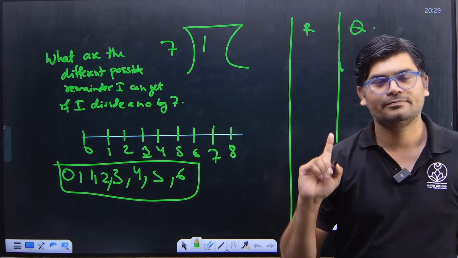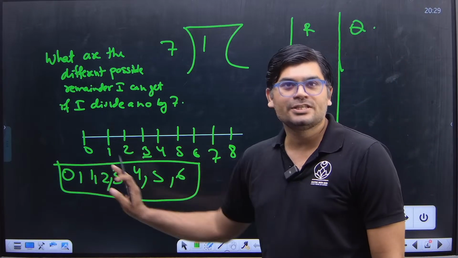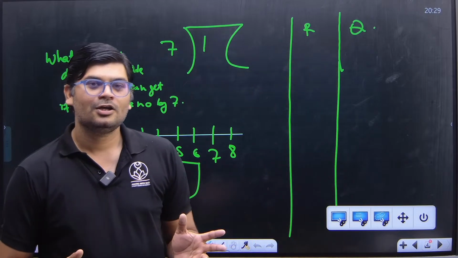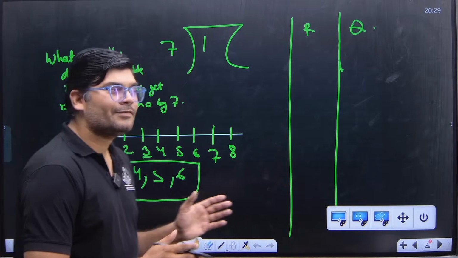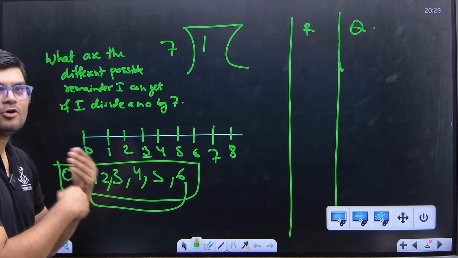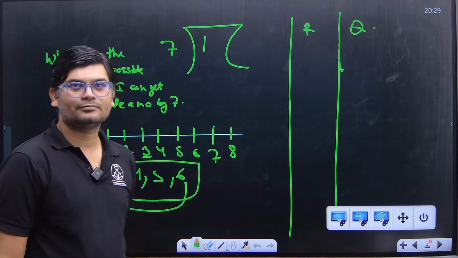Are you getting it? Yes, sir. But you will never get 0, because if you get 0, the number is an exact divisor of 7. So the only possible remainders that you may get are from 1 to 6, which keeps on repeating. Are you getting it? Yes, sir.